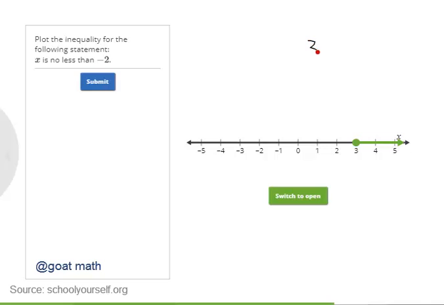Right, so saying that 3 is less than or equal to x is the same thing as saying that x is greater than or equal to 3, and that's the graph you drew. Next, try graphing the inequality for this statement. X is no less than -2.